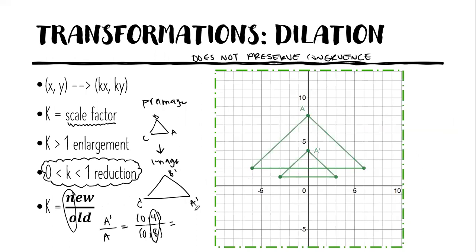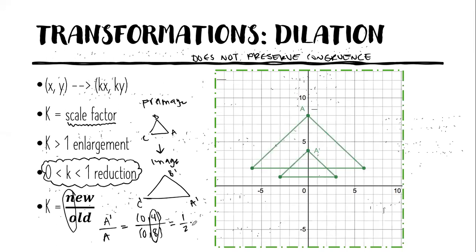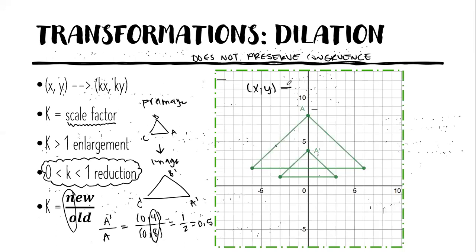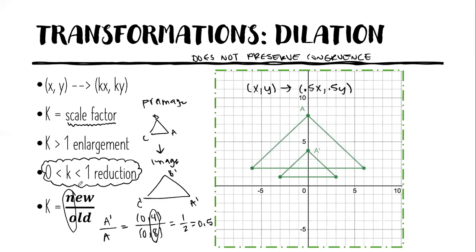Why do y'all keep saying 2? No. What is 4 over 8? Use a calculator. One half, yes, 0.5, thank you. Okay, one half. So my scale factor is one half. So (x, y) goes to (0.5x, 0.5y) would be the algebraic representation.